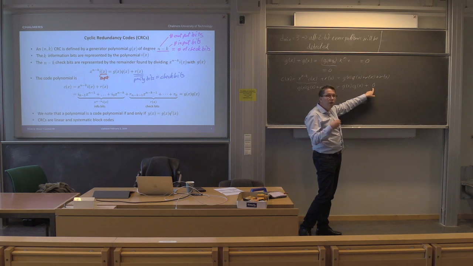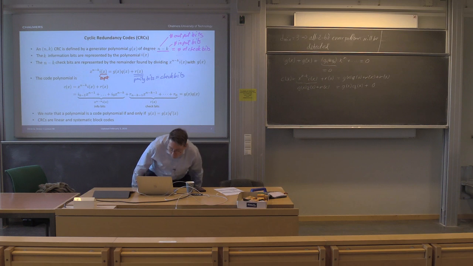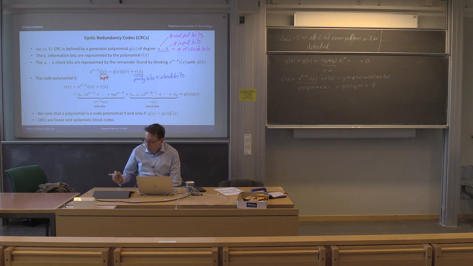So the encoding and decoding process is the same type of circuitry, right? And that is one of the strengths of these CRCs. Okay, so it is not difficult to show that this is a linear code, and for sure it's a systematic code because we know that the information bits are in the beginning of the code word. Okay. All right.